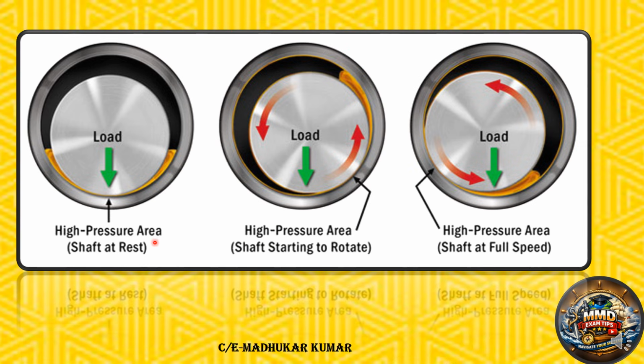Here you can see the high pressure area, shaft at rest, and lube oil is also there. Once the shaft starts to rotate, it squeezes the oil, and some of the oil goes over here also due to the motion of the shaft. Then there is high pressure area, shaft at full speed. The load will be carried by the lube oil, and there will always be lube oil due to the motion of the shaft. It acts like a pump, and it does not require any external pump. And the lube oil is all around the shaft as the shaft rotates.